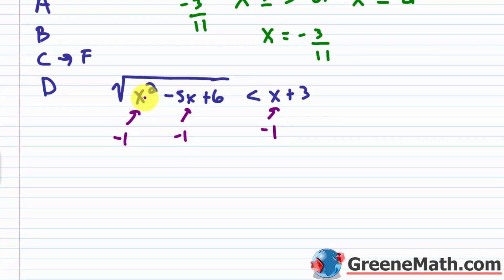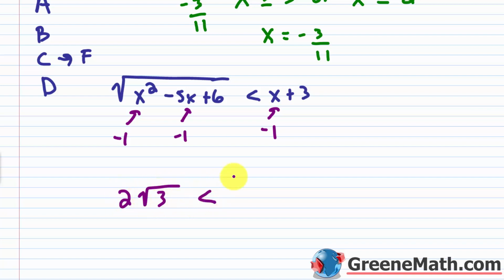Well, you'd have -1 squared, which is 1. And then -5 times -1 is plus 5. And then you'd have plus 6. So you'd have the square root of basically 12, right? 1 plus 5 is 6, 6 plus 6 is 12. So the square root of 12 could be simplified as 2 times the square root of 3, because 12 is 4 times 3, and 4 is a perfect square. So you could pull out the 2 from that, and you would have 2 times the square root of 3.